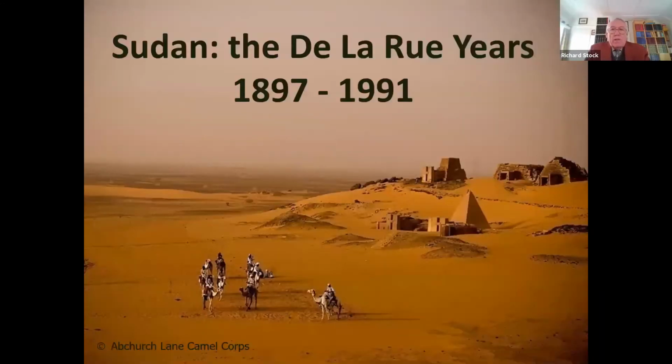Slightly different one. De La Rue printed the stamps for the Sudan during that period mentioned there, 1897 to 1991. And I wanted something that represented the Sudan. Now, I could have had a Nile scene, but with foliage in the background, the text didn't stand out in the way that it should. So I picked this desert scene with the camels in the foreground and the ruins in the background at Meroe. And I think it's sufficiently clear to stand out as an opening slide.